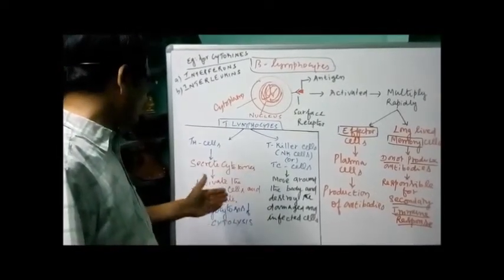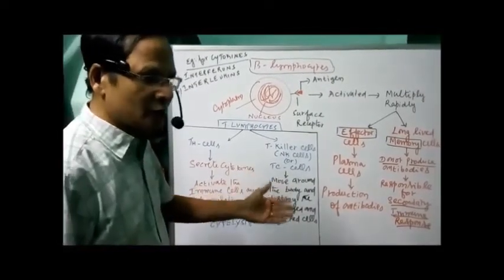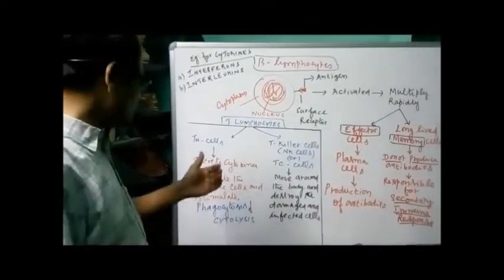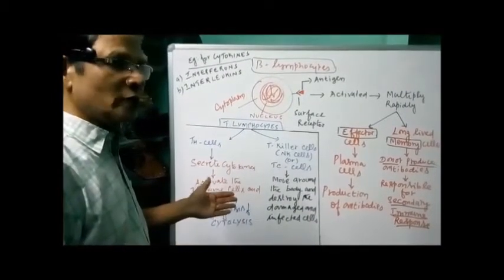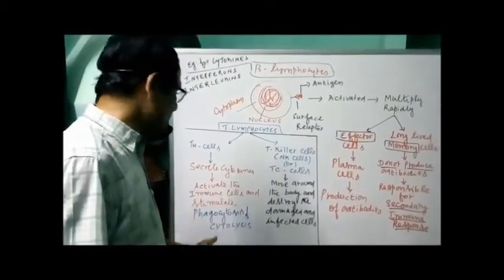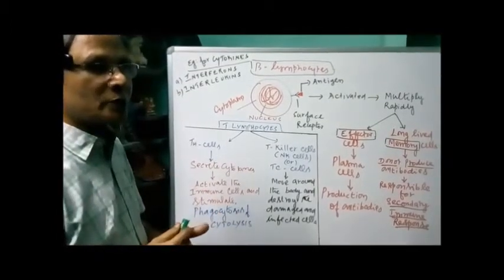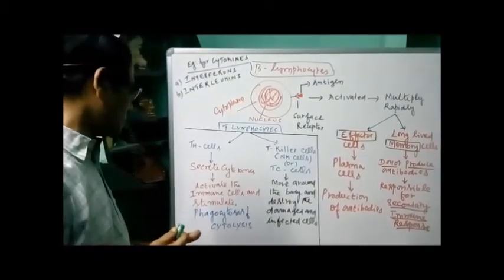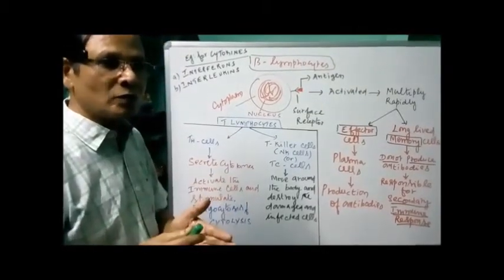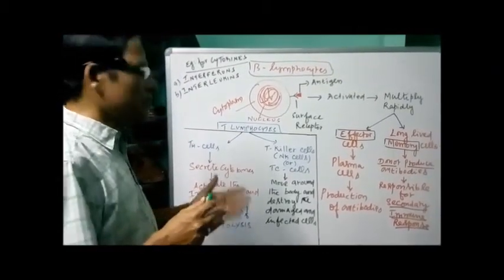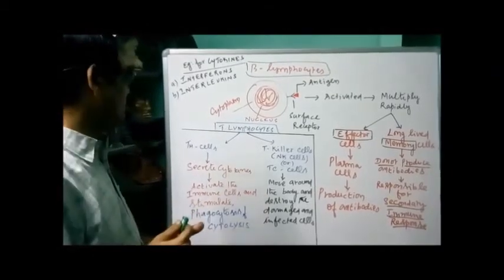So they activate the immune cells and stimulate, not the B lymphocytes to produce antibodies, but other immune cells responsible for immunity, so that they can do the action of phagocytosis, that is swallowing the microorganisms or any of the products of the microorganism, and also cytolysis, nothing but the lysis, the breakdown of the damaged cells or the infected cells.